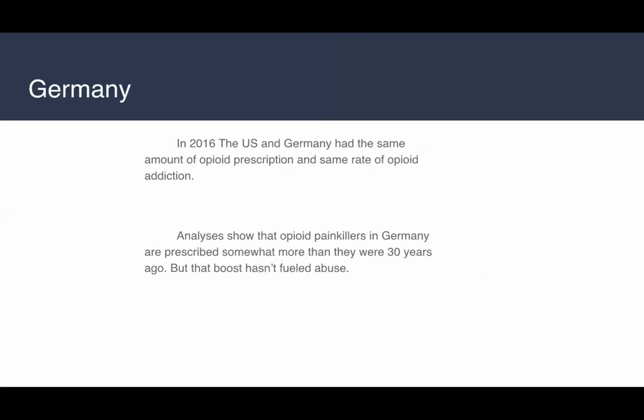So here I will bring you some data about another country that had the same issue that the US is having nowadays. The United States is the country with the highest percent of population addicted to opioids. The second is Canada, and the third is Germany. In Germany, in 2016, they had the same amount of opioid prescription and the same rate of opioid addiction, and they are still selling and producing the same amount of drugs.